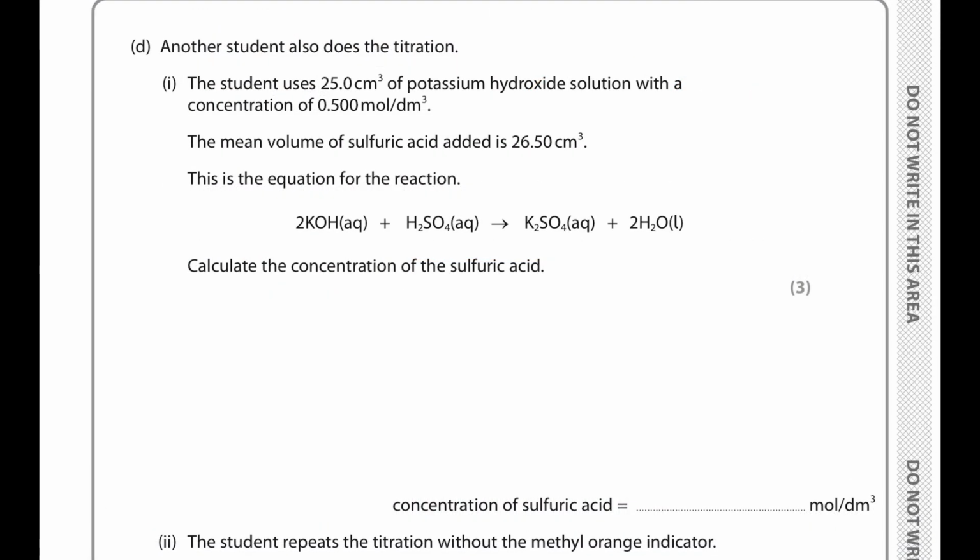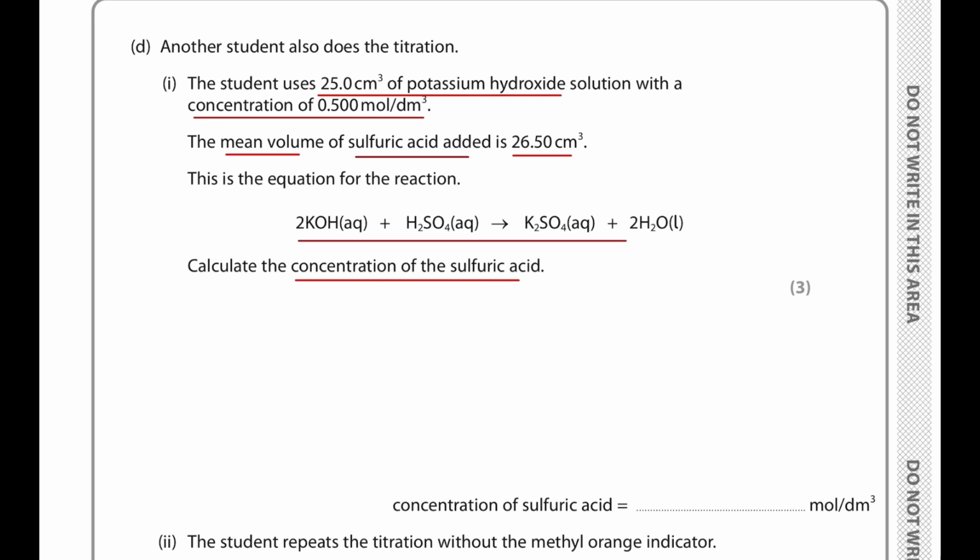Question D. Another student also does the titration. The student uses 25 cm cube of potassium hydroxide solution with a concentration of 0.5 mole per liter. The mean volume of sulfuric acid added is 26.5 cm cube, and this is the equation for the titration. So calculate the concentration of the sulfuric acid.